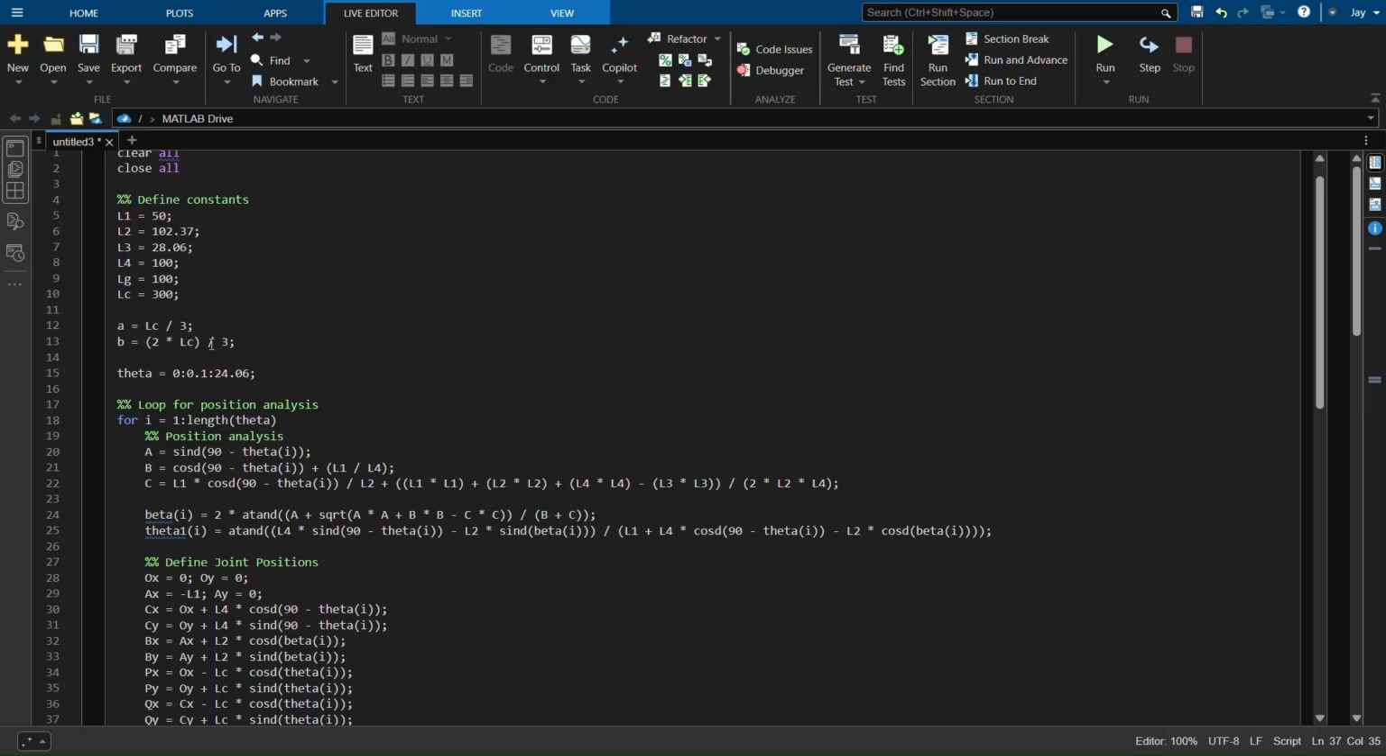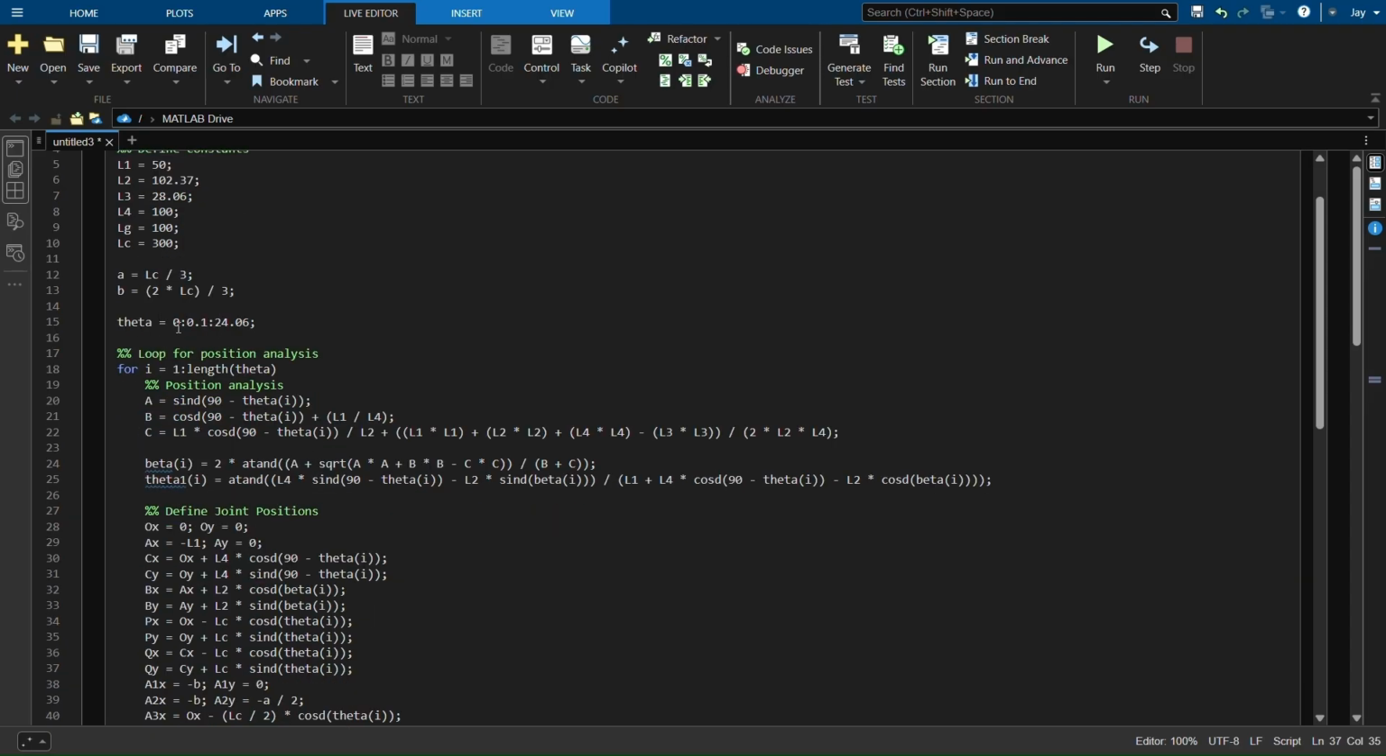The script starts by defining all the dimensions of the mechanism: L1, L2, L3, L4, the gate length and the container length. These constants represent the physical geometry of the dump truck linkage. The parameters A and B are simply dividing the container length, so the actuator mount points can be placed accurately on that. Next we have the input range for theta. The bin rotation angle is defined. The entire mechanism is solved for each of these angles inside a loop.